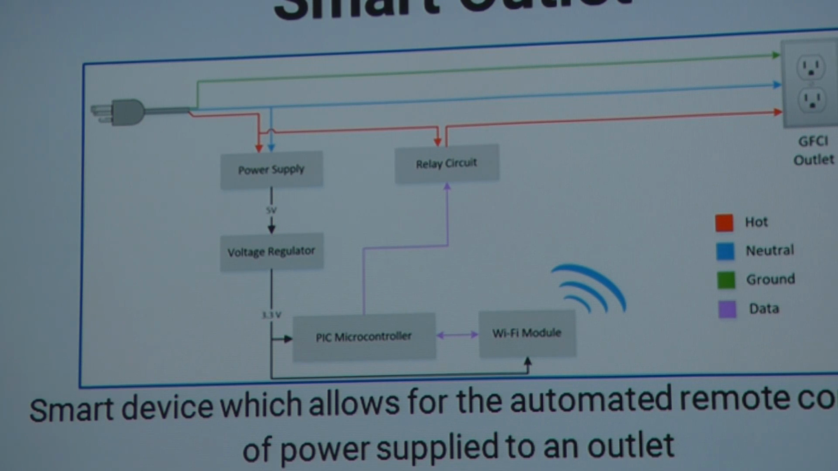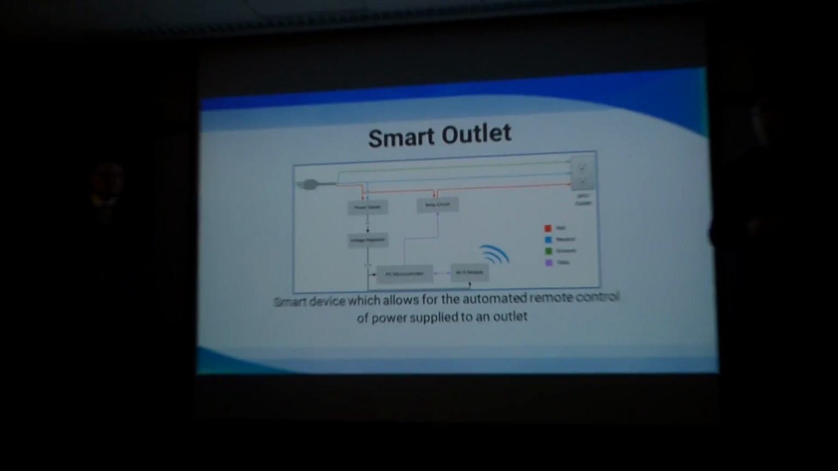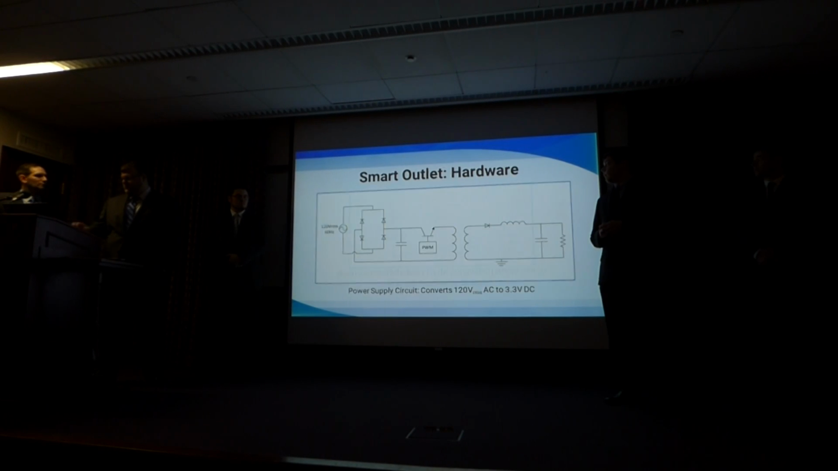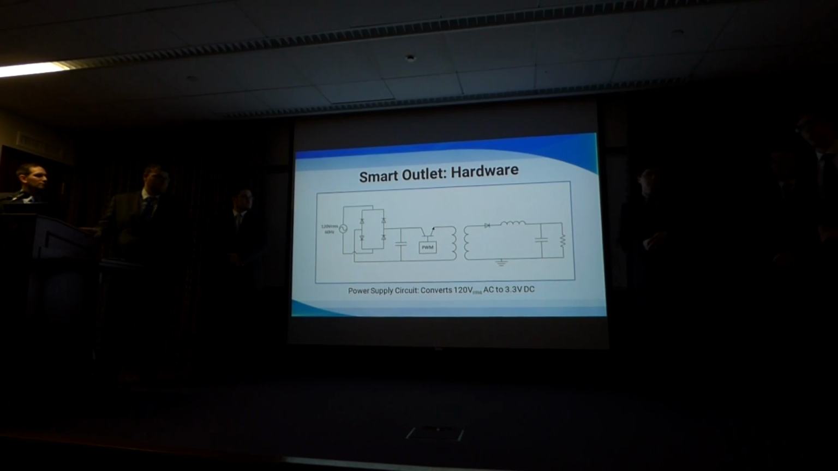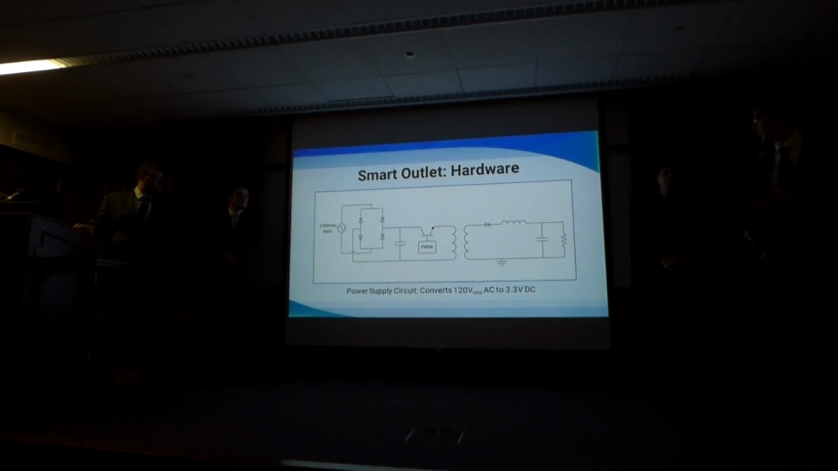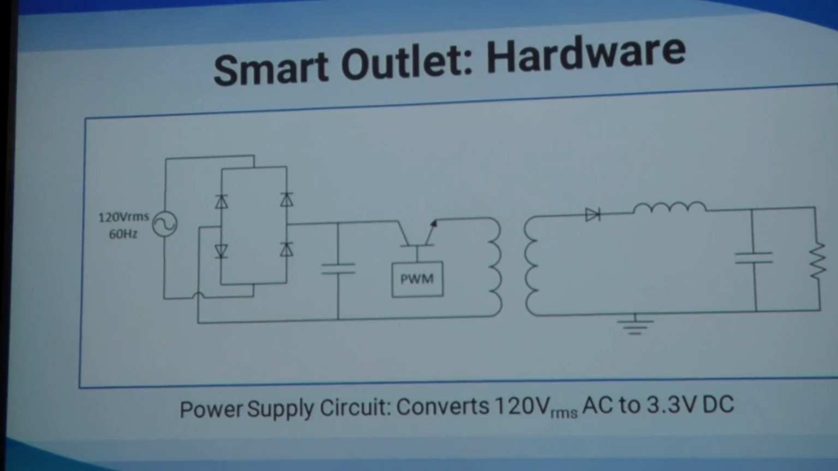It should be noted that our current design of the power supply and voltage regulator are separate, but as our design matures, we hope that the output for our power supply will be 3.3 volts. And so the design for the power supply circuit, it'll be able to convert 120 volt RMS to 3.3 volts DC.